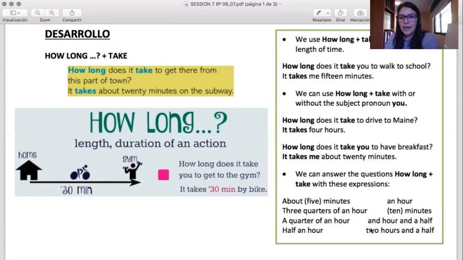Half, remember that it means the middle. Half an hour, 30 minutes. 2 hours and a half. Every time I add and a half, it's half an hour more. Okay?